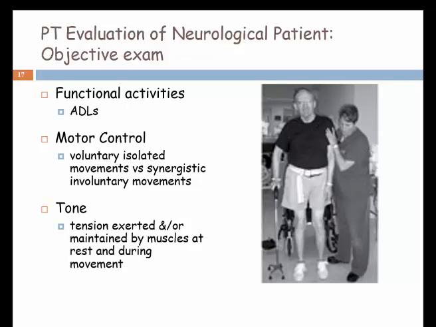Now let's discuss muscle tone. In the case of muscle tone examination with the neurologic patient, we are examining for the presence or absence of normal muscle tone. Muscle tone is defined as the tension exerted and/or maintained by muscles at rest and during movement. Healthy muscles are never fully relaxed. They retain a certain amount of tension and stiffness or muscle tone that can be felt as resistance to movement, referred to as normal muscle tone.